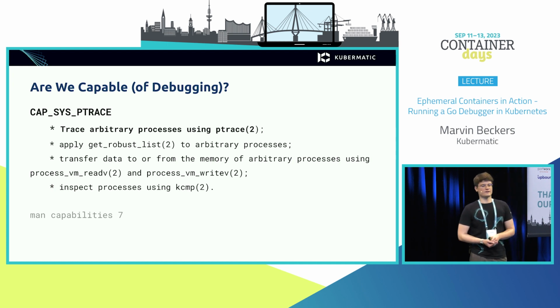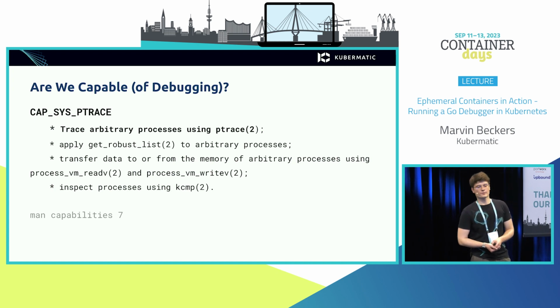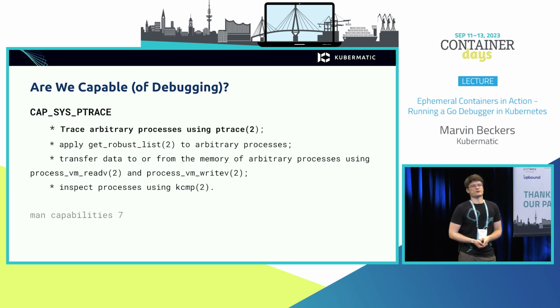And in this specific case, we are mostly interested in being able to use ptrace. That's what the capability includes. There are a couple more things on here that you can see, but mostly it is this ptrace functionality in the kernel that we are interested in. And why are we interested in that? Because we want to follow what another process is doing.